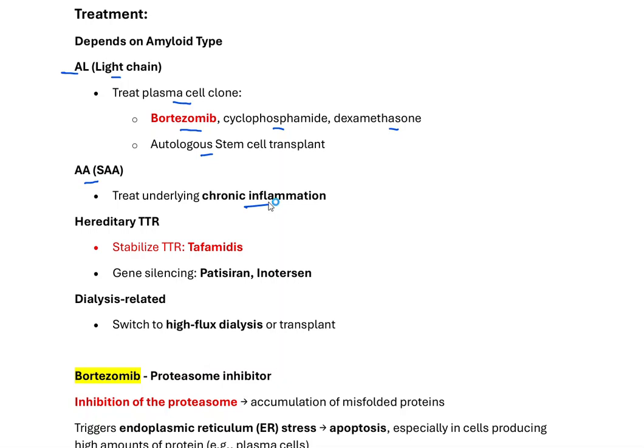If it's rheumatoid arthritis, treat the rheumatoid arthritis. If it's tuberculosis, treat the tuberculosis. If it's chronic osteomyelitis, treat the chronic osteomyelitis.